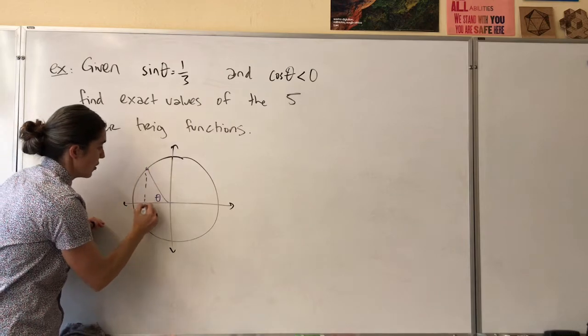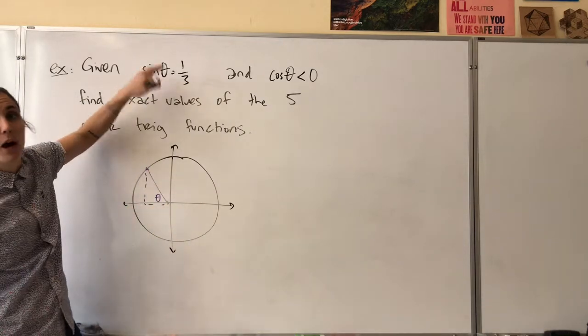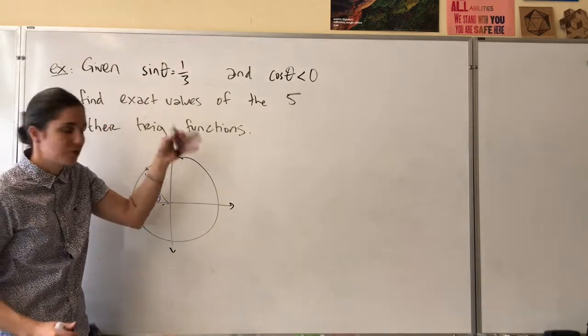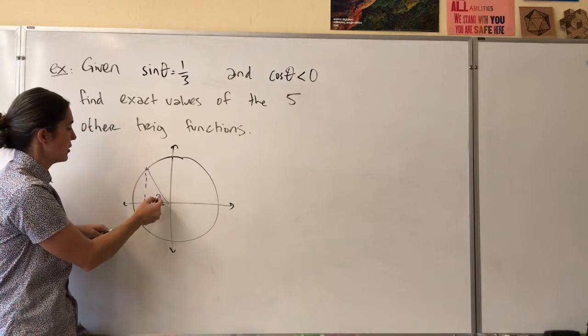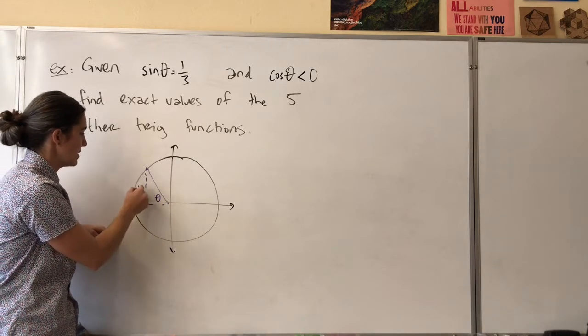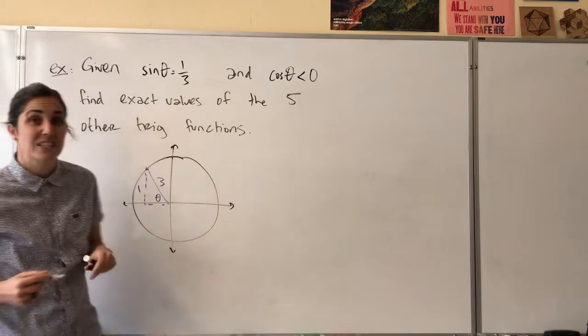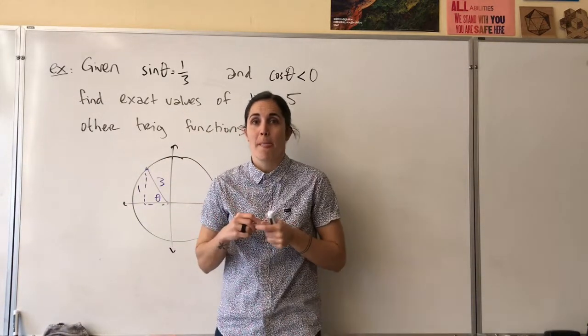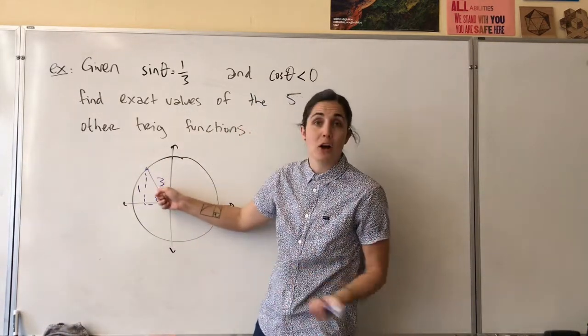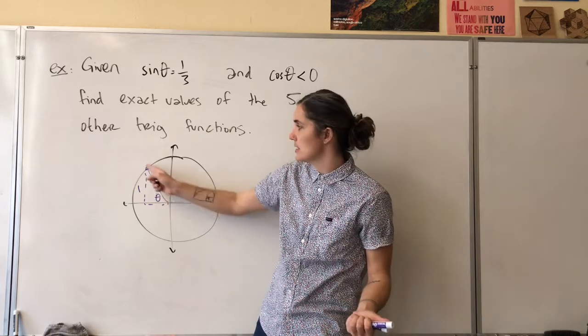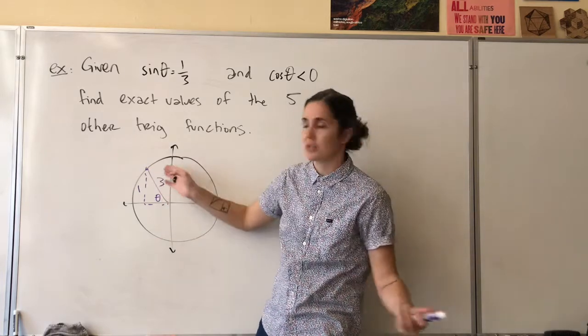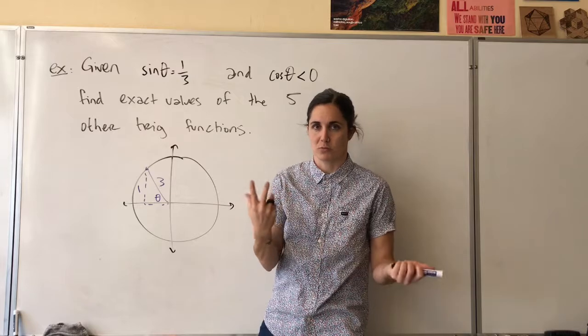I do know its sine value, opposite over hypotenuse, so of SOHCAHTOA, its sine value is 1/3. So opposite over hypotenuse has to be 1/3. And right away, we see that we are not on the unit circle because this hypotenuse, which is the radius of the circle, is not 1, which is what it is on the unit circle.